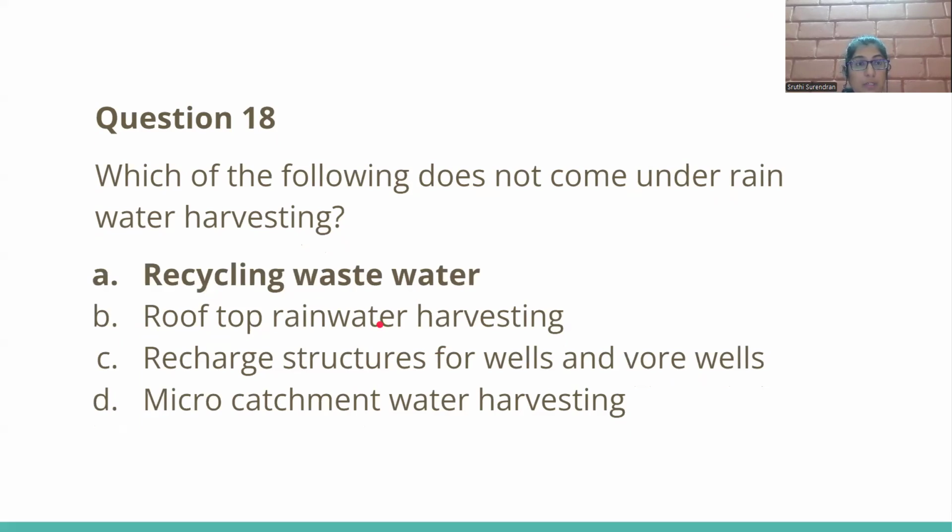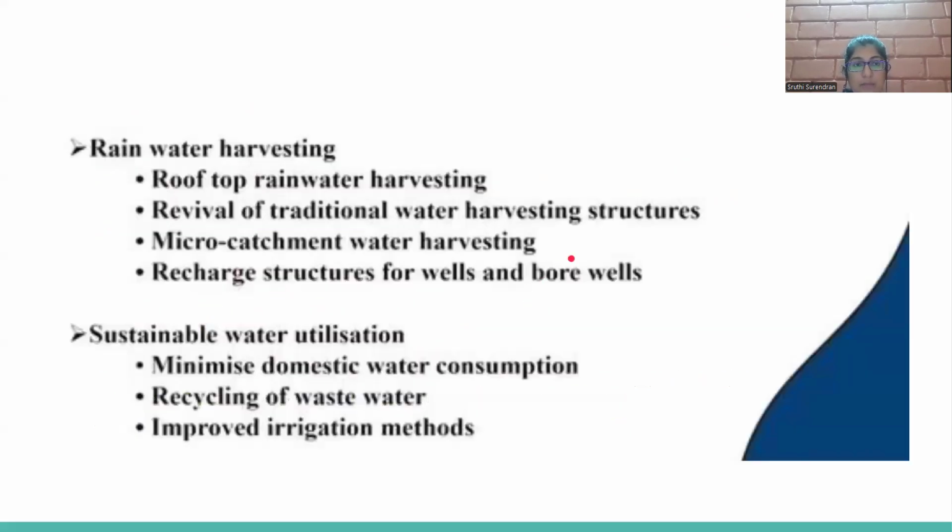A lot of you said it is recycling wastewater. So let's see what comes under rainwater harvesting and what is under sustainable water utilization. Rainwater harvesting is collecting rainwater and then using it, after adequate treatment or without treatment, for whatever purpose. The most common way is rooftop rainwater harvesting. Whatever water is collected on the roof, we transport into some storage facility using drains. That is one way. Then revival of traditional water harvesting structures: if there are old wells, rainwater is transported into these wells using pipelines.